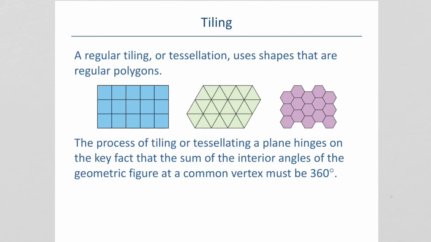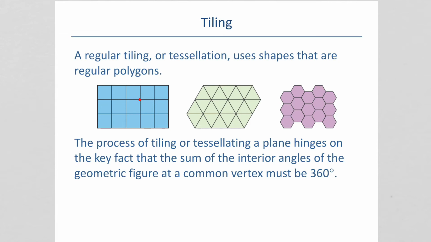A regular tiling or tessellation uses shapes that are regular polygons. So regular polygons meaning a square, an equilateral triangle, a hexagon where all the sides are the same. The process of tiling or tessellating a plane hinges on the key fact that the sum of the interior angles of the geometric figure at a common vertex must be 360.